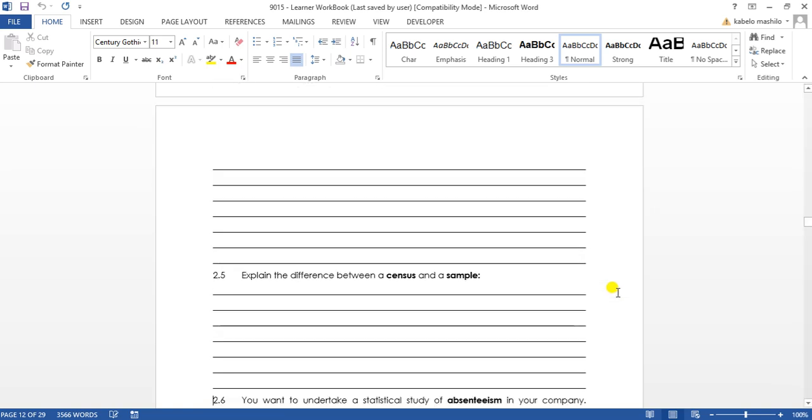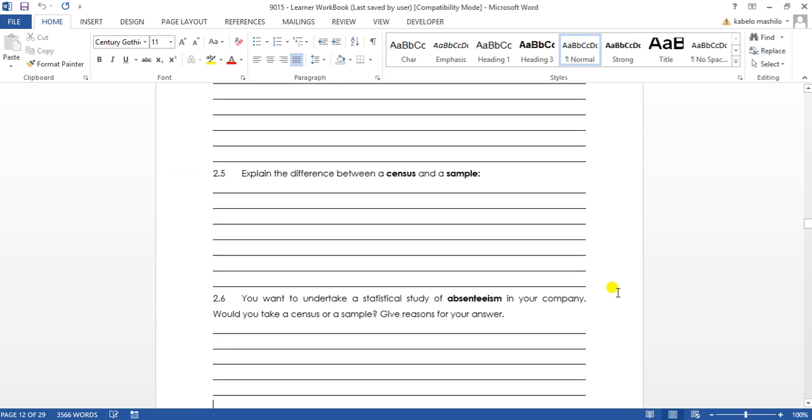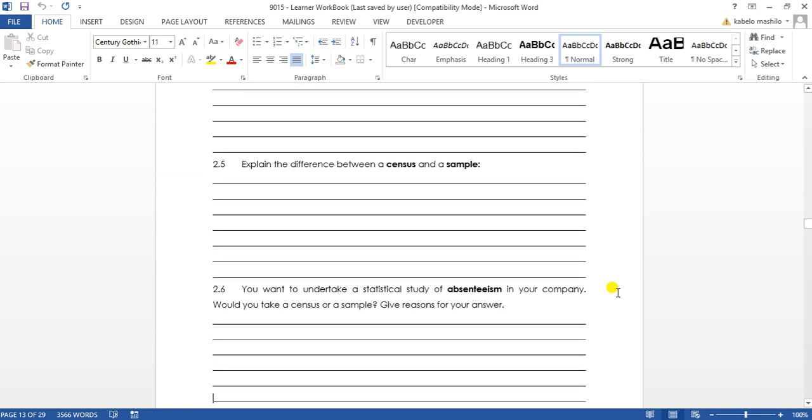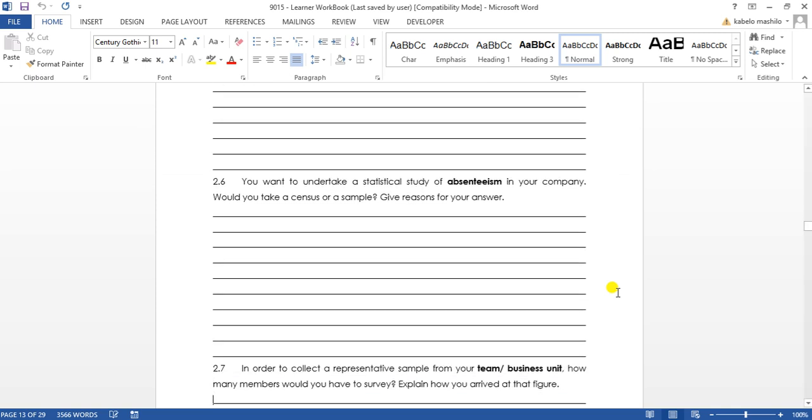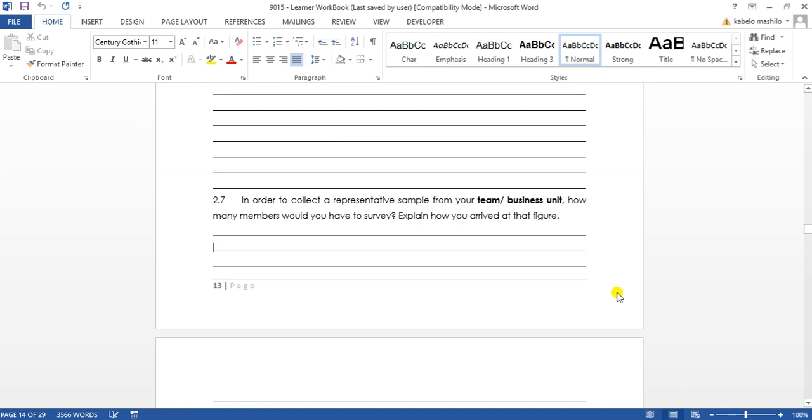Explain the difference between a census and a sample. You want to undertake a stats study on absenteeism in a company. Would you take a census or a sample? Give reasons for your answer. You choose that. If you take a census, give reasons, or a sample, please give reasons.